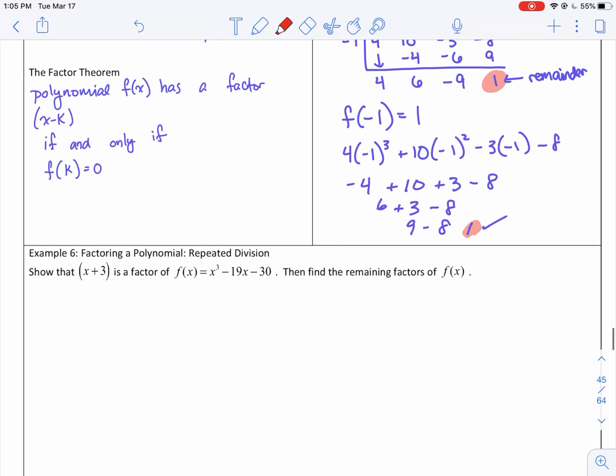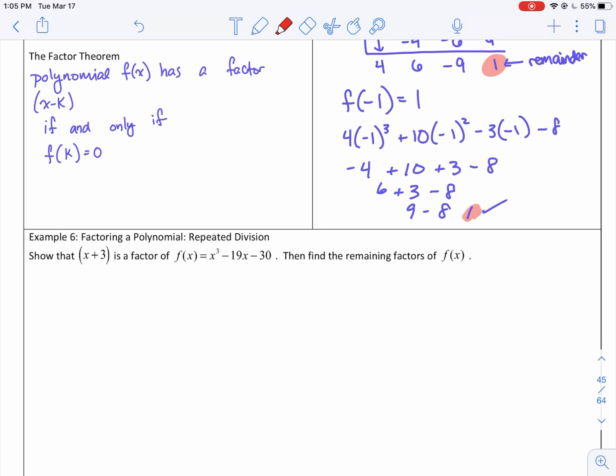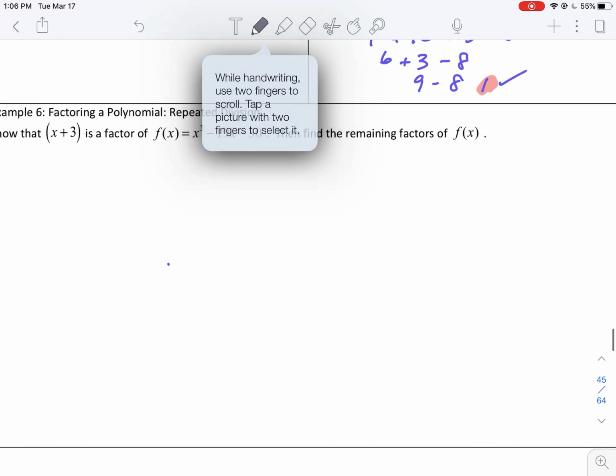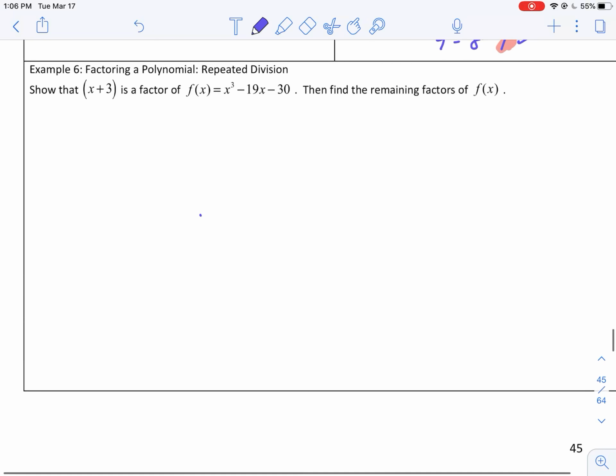All right, the other theorem that we need to talk about is our factor theorem, right? It tells us that a polynomial f of x has a factor x minus k if and only if f of k is equal to 0. So let's use this to do the next example. All right, so now we have example 6, right? It says x plus 3 is a factor, so we're going to use synthetic division. If x plus 3 is the factor, negative 3 is the 0.